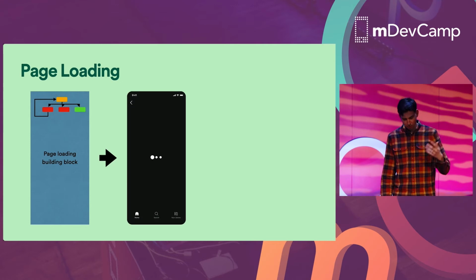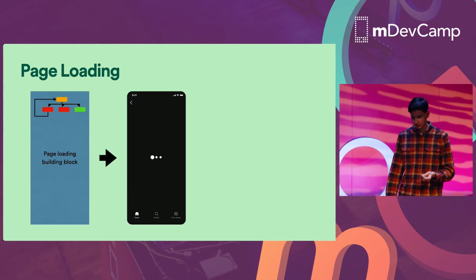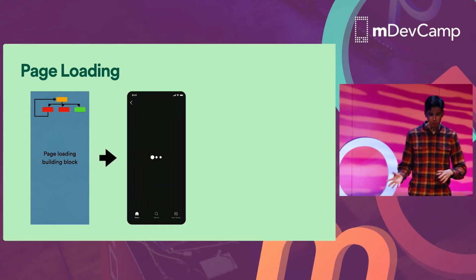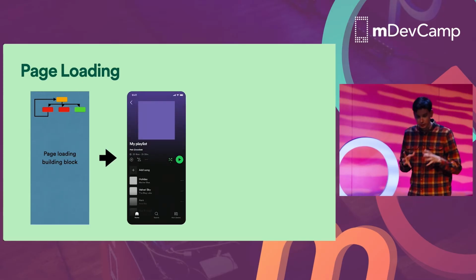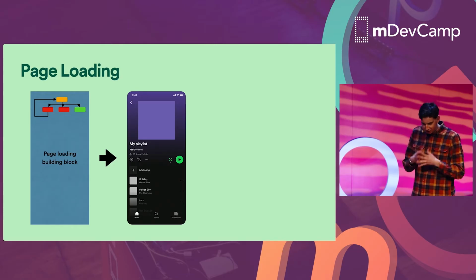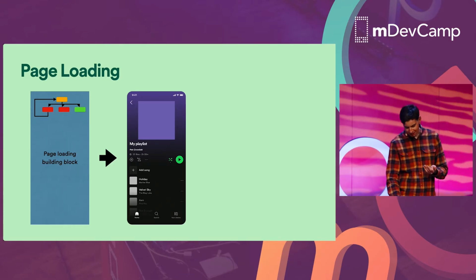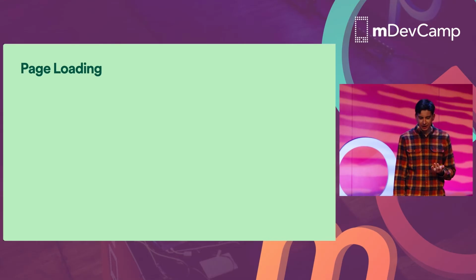The page block is responsible for monitoring the loading state, and it switches between the appropriate states from the loading one to the loaded one. So that's essentially all that the page loading block does. Now, a bit about how the building block is actually implemented.